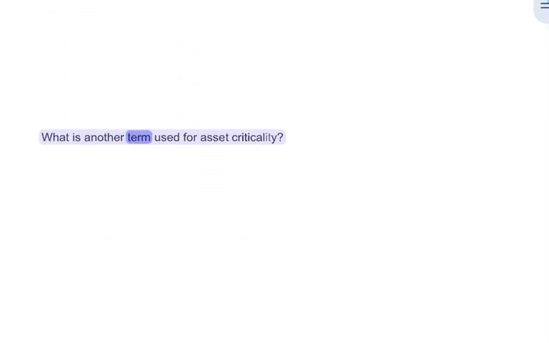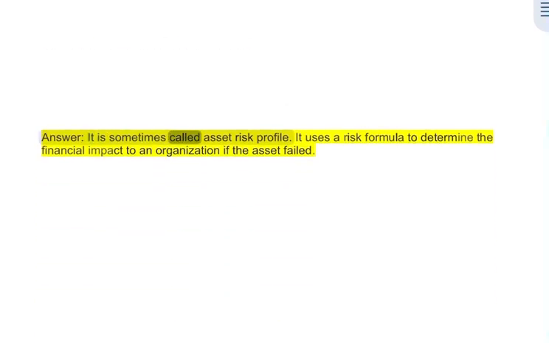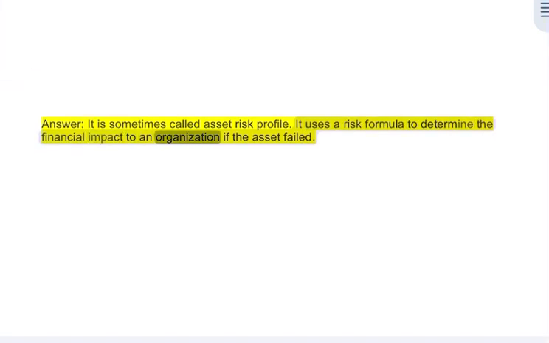What is another term used for asset criticality? Answer: it is sometimes called asset risk profile. It uses a risk formula to determine the financial impact to an organization if the asset failed.